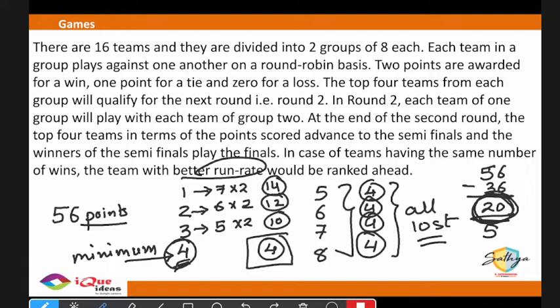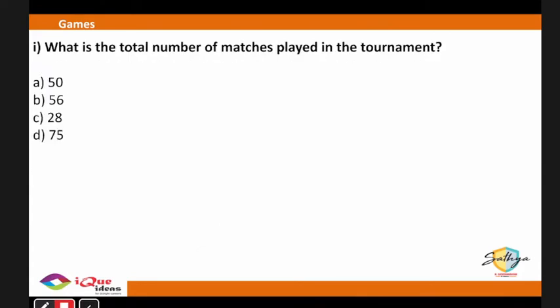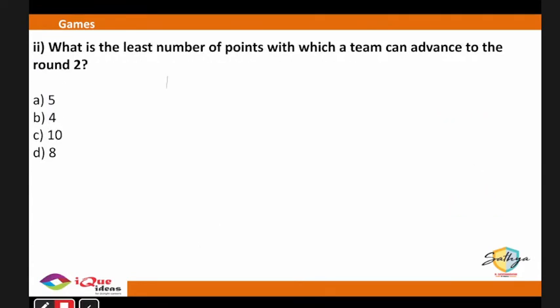You seem confused. No, I got it, but we are assuming that it is assumption based, right? Huh? So that's what, see, even the question asks you that. The question simply says, what is the least number of points with which the team can advance? So with more than 4 he can definitely advance, but with less than 4 he will not be able to advance. But even on 4 he will be able to advance with the run rate clause. So the minimum point anybody has to get is 4. Can't go with less than 4, but if it is 4 he will still go ahead.